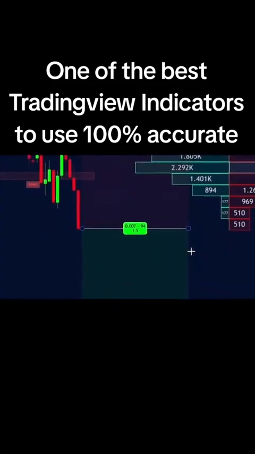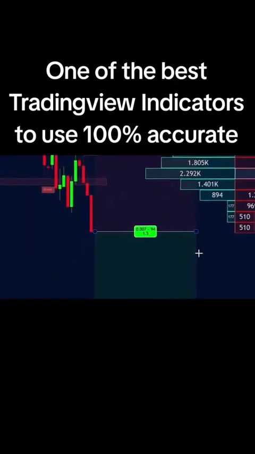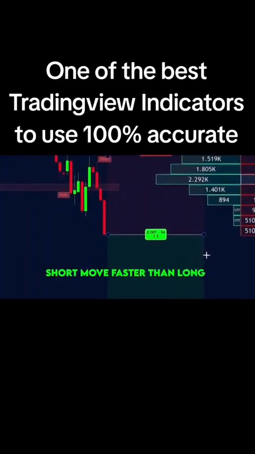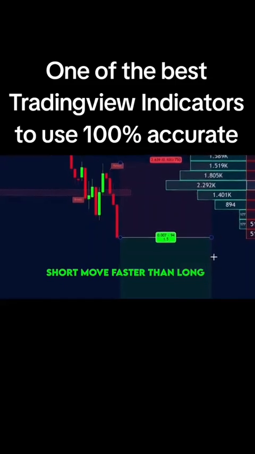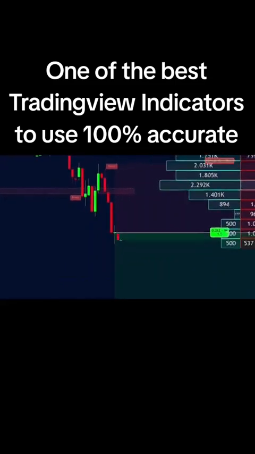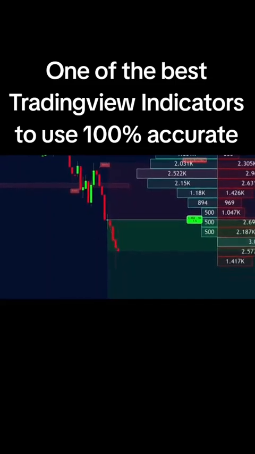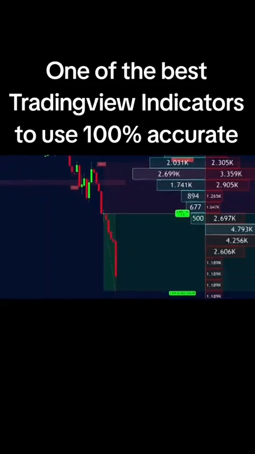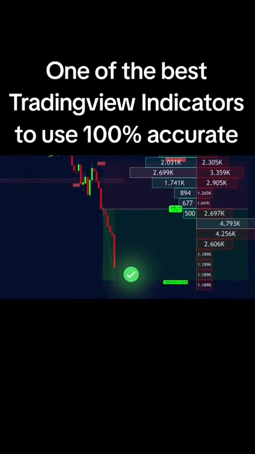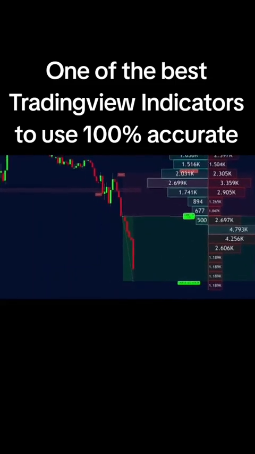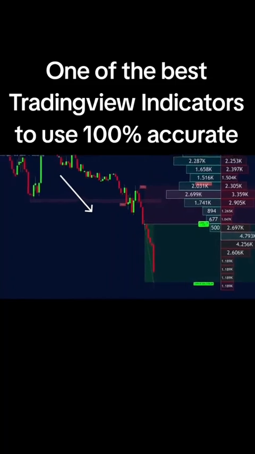Quick note here, as short entries often have some unique considerations. They tend to move faster than long entries due to the nature of downward momentum, so I recommend taking partial profits at 1-to-1 risk-reward, then letting the remainder run to your full target. Also, be particularly careful with shorts against the major trend. This strategy works best when your short entries align with the higher time frame direction.